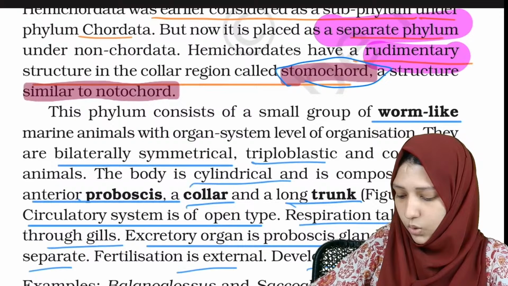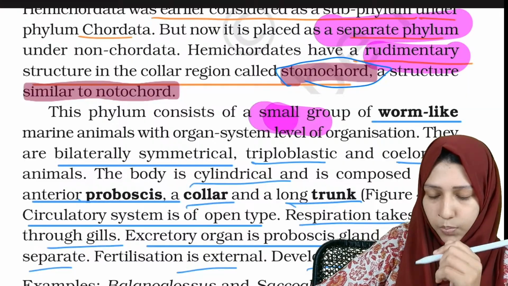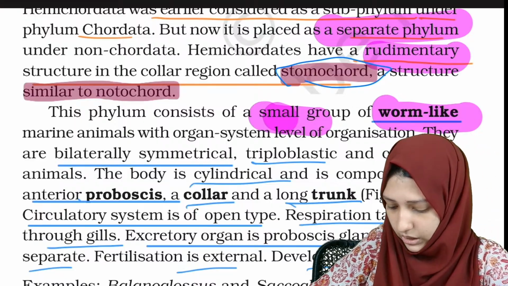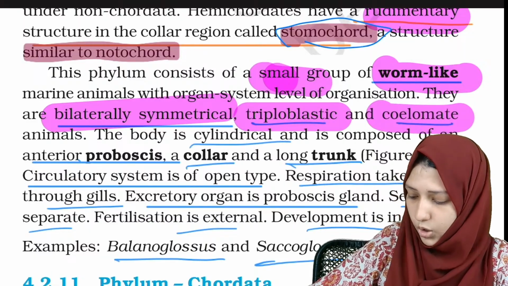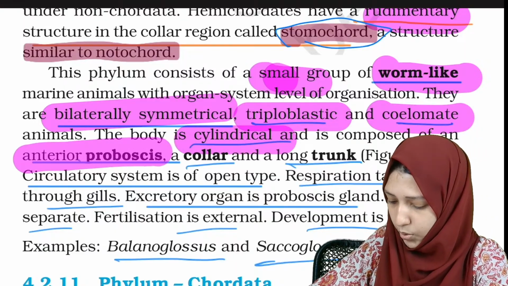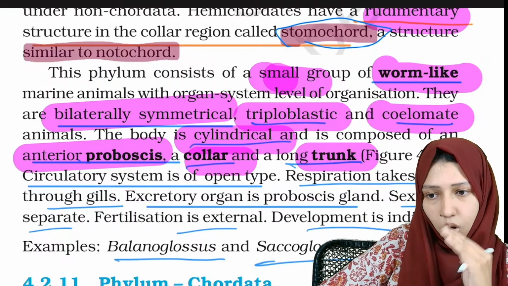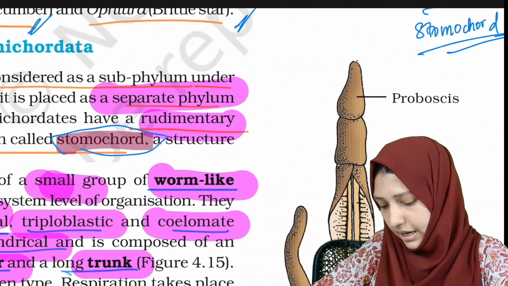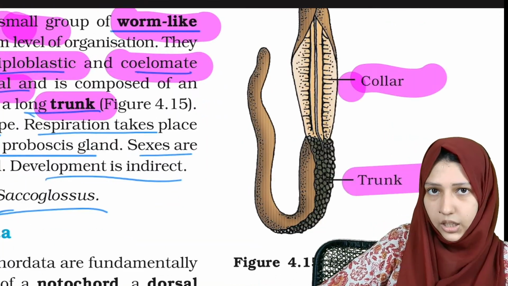Now what are the characteristics? It is a small group. Point to be noted. They are worm-like marine organisms. They are bilaterally symmetrical, triploblastic, coelomate. The body is cylindrical and is composed of three parts: anterior proboscis, collar and long trunk. Just see the picture. This is their anterior proboscis, this is their collar, and this is their long trunk.